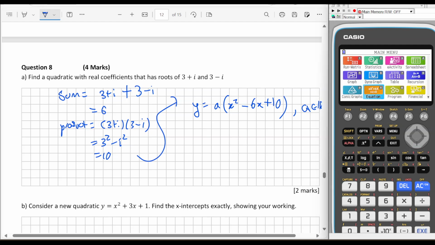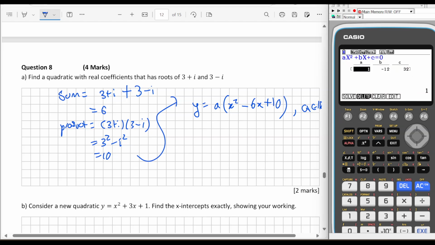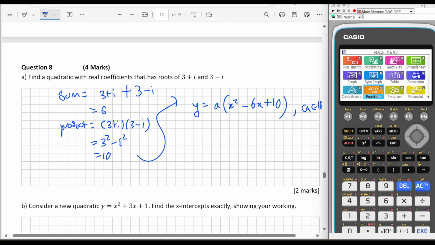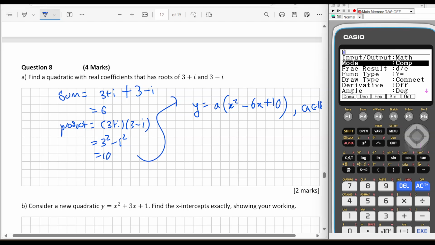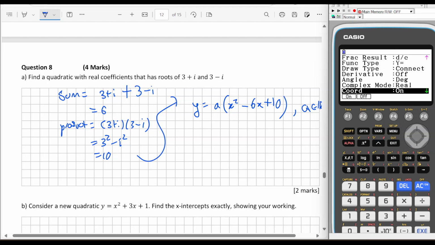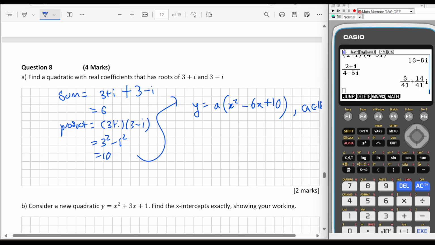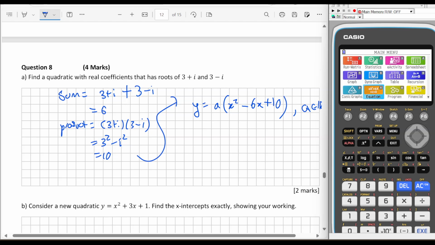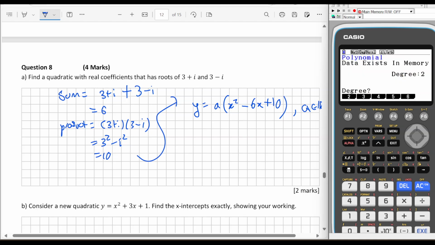We can go into equation mode, polysolve, degree 2, 1, minus 6, and 10. Solve, no real roots, of course, because they're 3 plus i and 3 take i. Now, if that ever happens to you, you've got to go into setup, and you want to go down here to complex mode, a plus bi. When you go down here into equation, polysolve, 2, solve, there we go. So a could be any scaling factor. If this was a picture of a quadratic, it would squish and stretch it up and down.